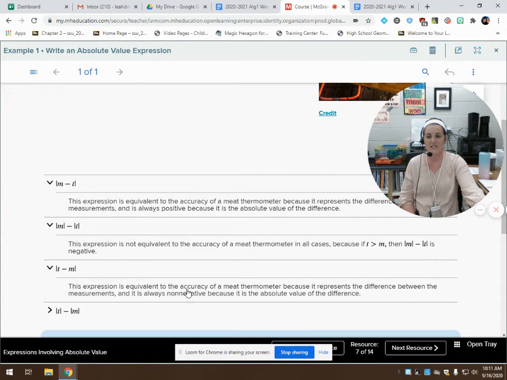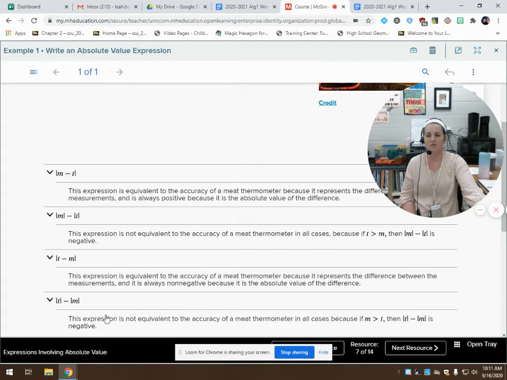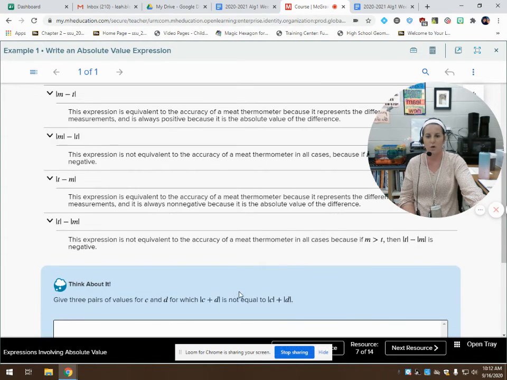Okay, this one would be correct. The expression is equivalent to the accuracy of a meat thermometer because it represents the difference in the measurements, and it's always going to be non-negative. And like M minus T, the absolute value of T minus the absolute value of M is not, because once again, this time if M is bigger than T, then we're going to end up with a negative value, and that's not going to work.